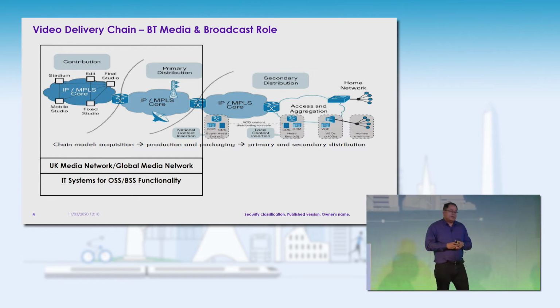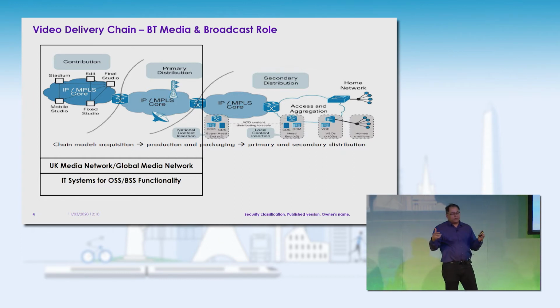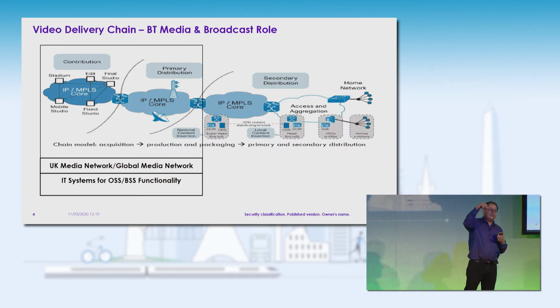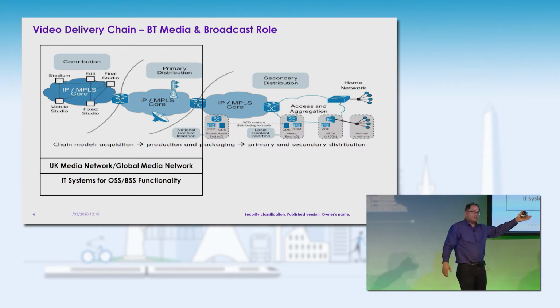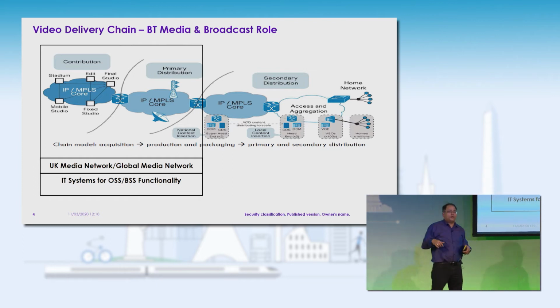Then coming on to the primary distribution, you've gone through the contribution, and now the diagram shows satellites and transmitters. We take that content, which has gone through contribution, and we distribute it. But here we are not involved in the secondary or the consumer side of the distribution. It is in the distribution where we take that content and carry it through the whole of the UK.